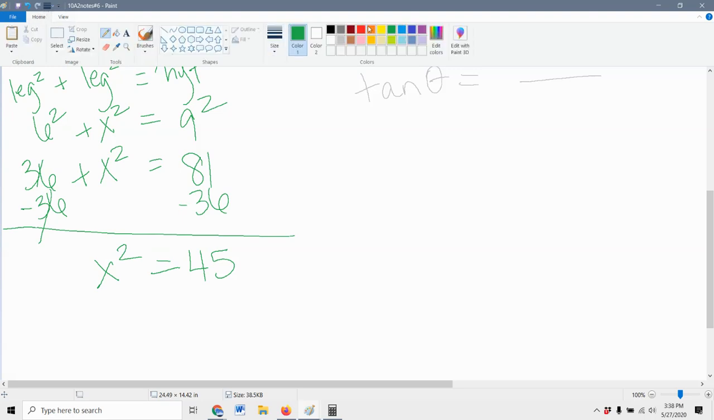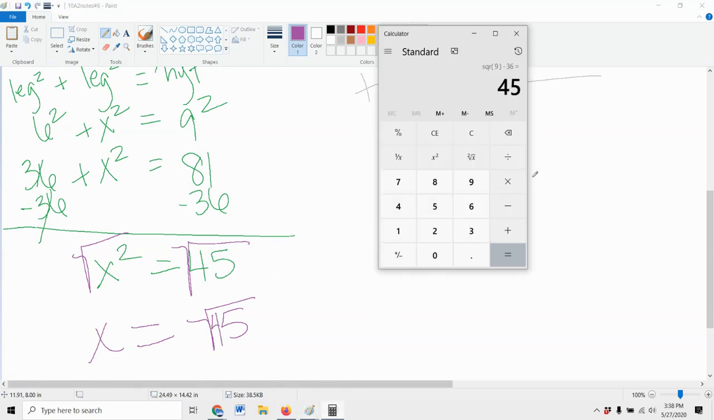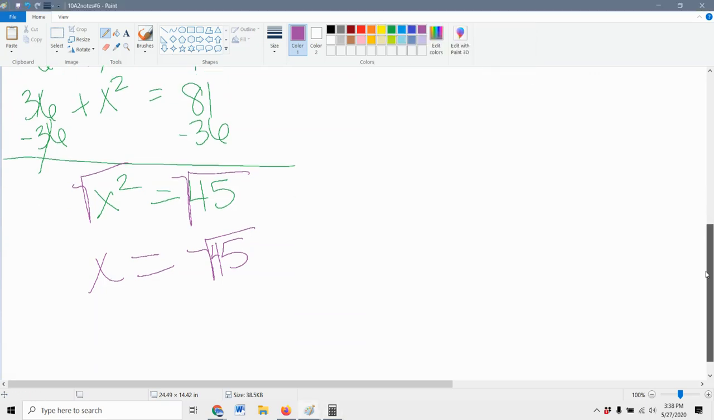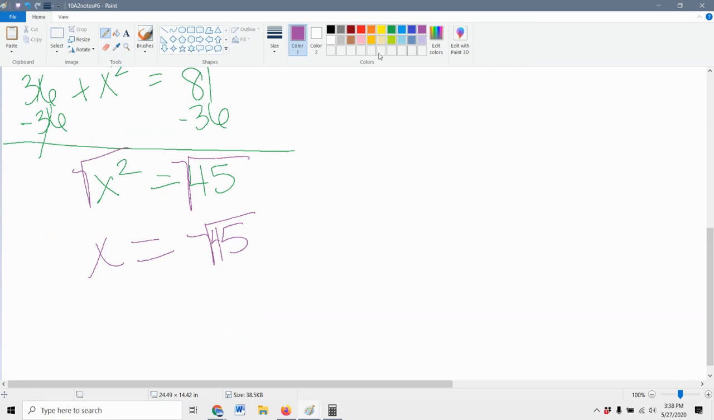So in order to find what that would be, we have to take the square root of both sides. The square root of x squared is just x. The square root of 45, what's that? Well, we can check our calculator to see if it's a perfect square. And the way you do that is you just take 45 and you do the square root. And if you get a decimal, you know, not a perfect square, okay? But we can do our simplifying here.